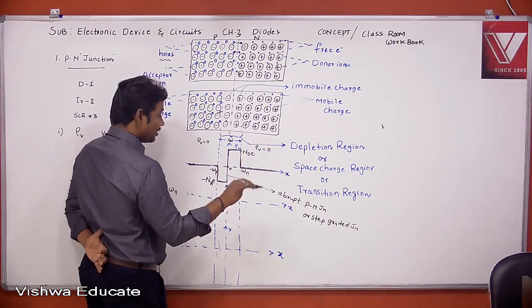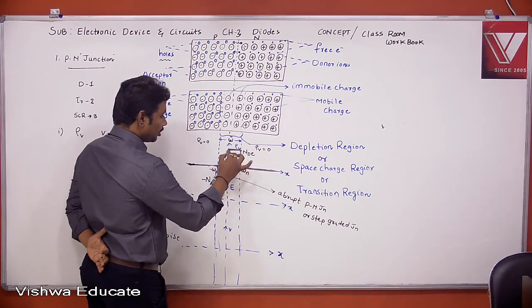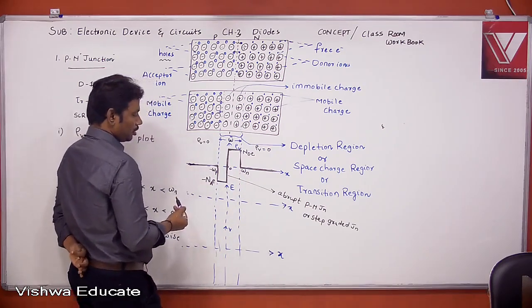And why is it named step graded actually? Graded means change. Step graded means here the concentration changes in terms of step. That's why it is named step graded junction.